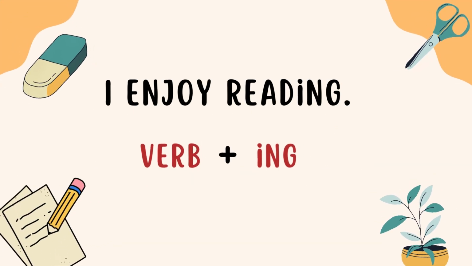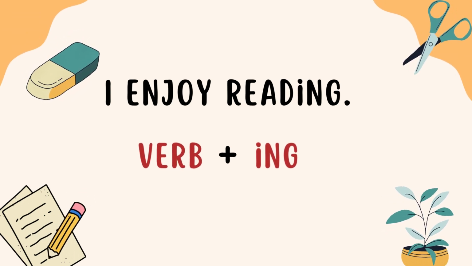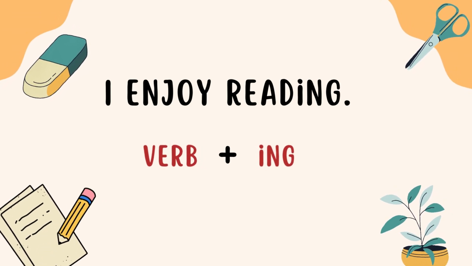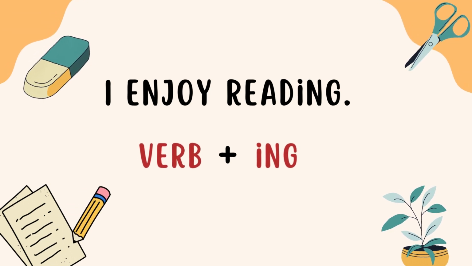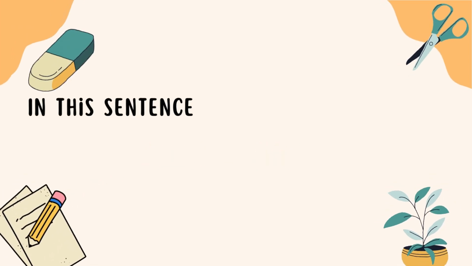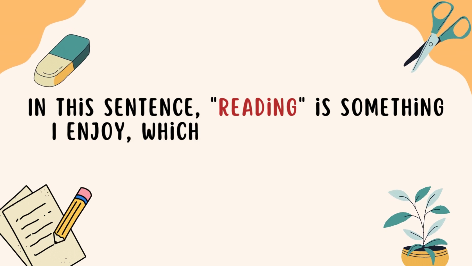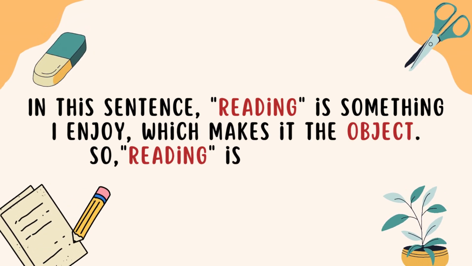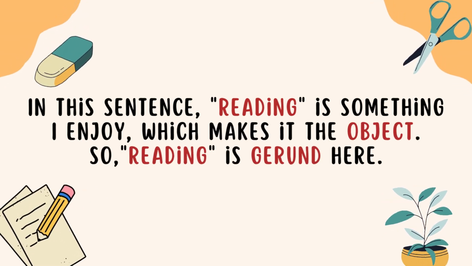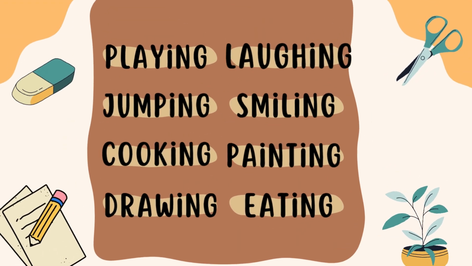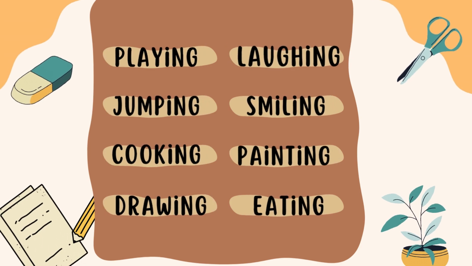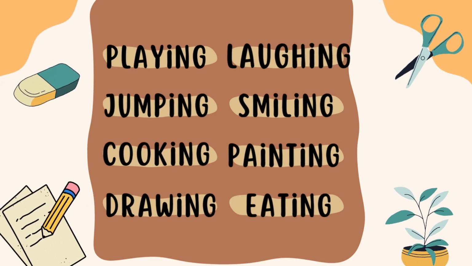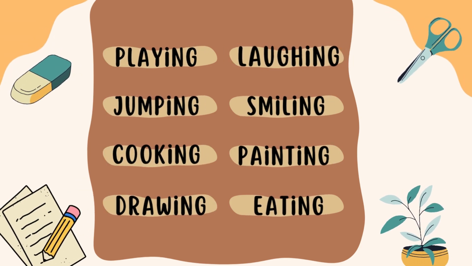Another example could be I enjoy reading. Over here, the word reading is formed by adding ing to the verb read. In this sentence, reading is something I enjoy, which makes it the object. So reading is the gerund here. Let's look at a few more examples. Playing, laughing, jumping, smiling, cooking, painting, drawing, eating.